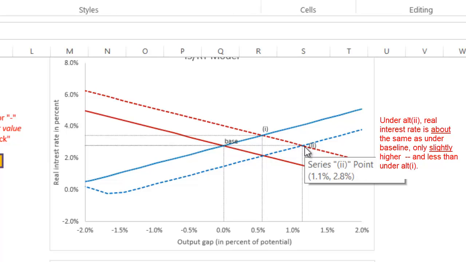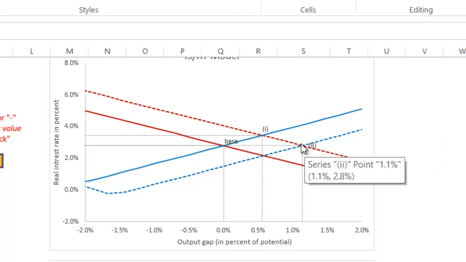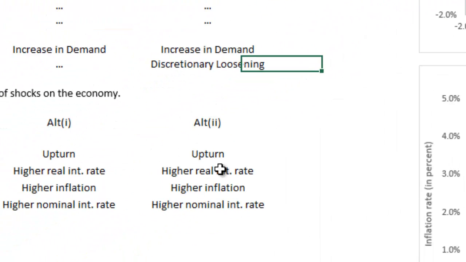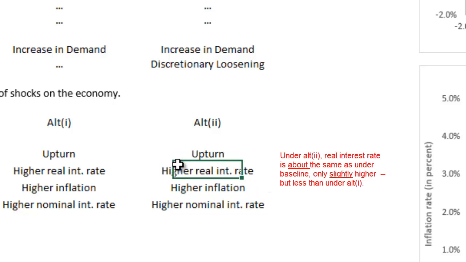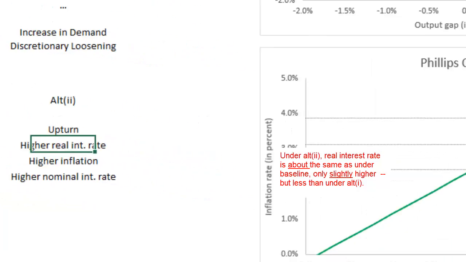Now, the increase in demand could come from government spending, for example. So in this case, the central bank is cooperating by cutting interest rates. The central bank is avoiding any crowding out of private activity. So you can see here where you have increase in demand, discretionary loosening. Here we're going to get a slightly higher real interest rate. But you'll notice now we have even more inflation.